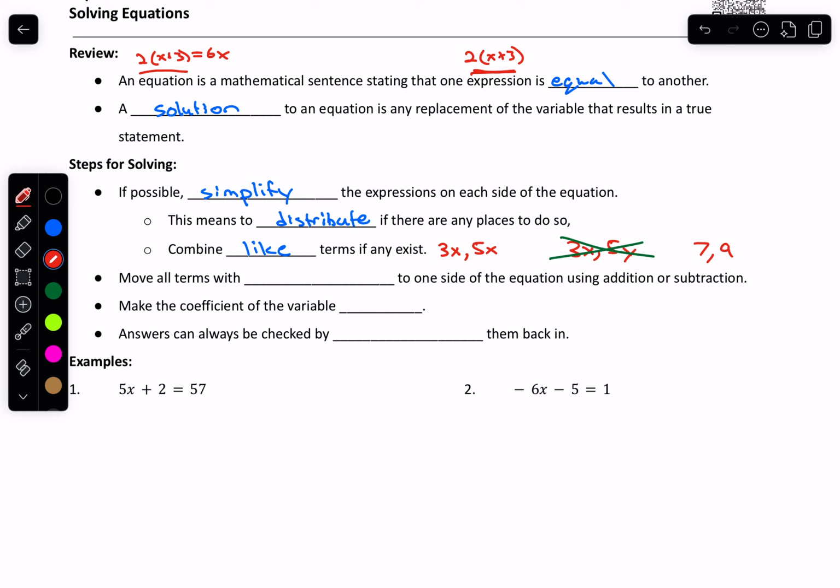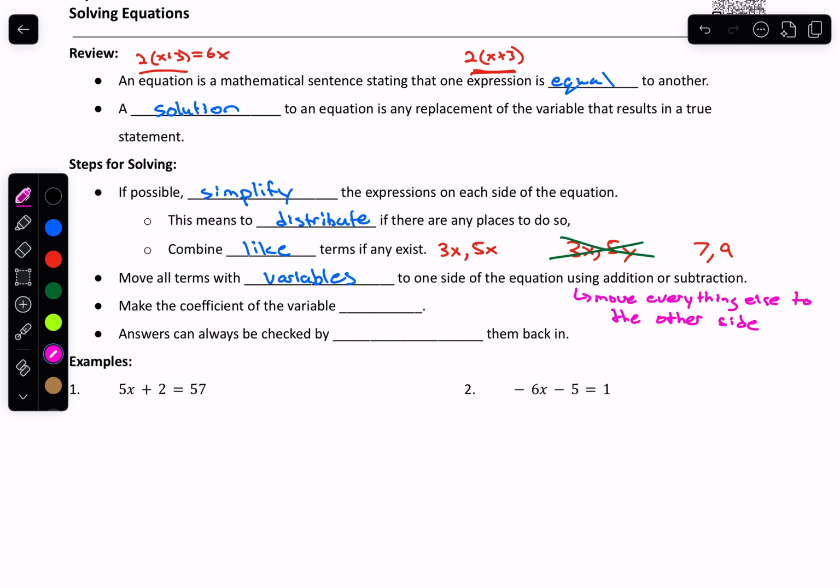Then the solving steps after we simplify are always going to be the same. We're going to move all terms with variables to one side of the equation, using addition or subtraction. And while we're doing that, we're going to move everything that doesn't have a variable to the other side of the equation. So the idea here is we want to collect the variables on one side and push everything that's not the variable we're solving for to the other side.